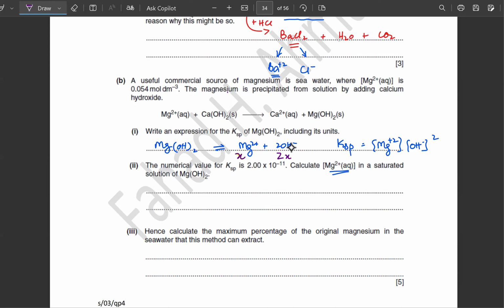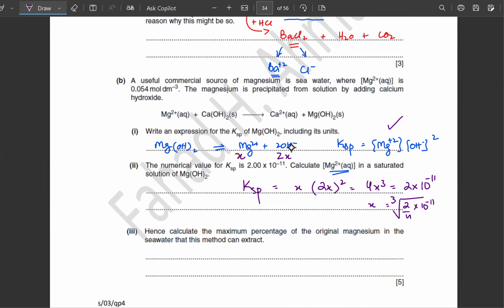I'm going to plug these values into my Ksp expression over here. So my Ksp expression would be the Mg ion concentration multiplied by the OH ion concentration, which is 2x, and that's going to get squared. So that gives me 4x cubed, and that's equal to the Ksp, which is 2 times 10 to the power minus 11. We're going to find what x is. So x will be 2 divided by 4 times 10 power minus 11 and cube root.